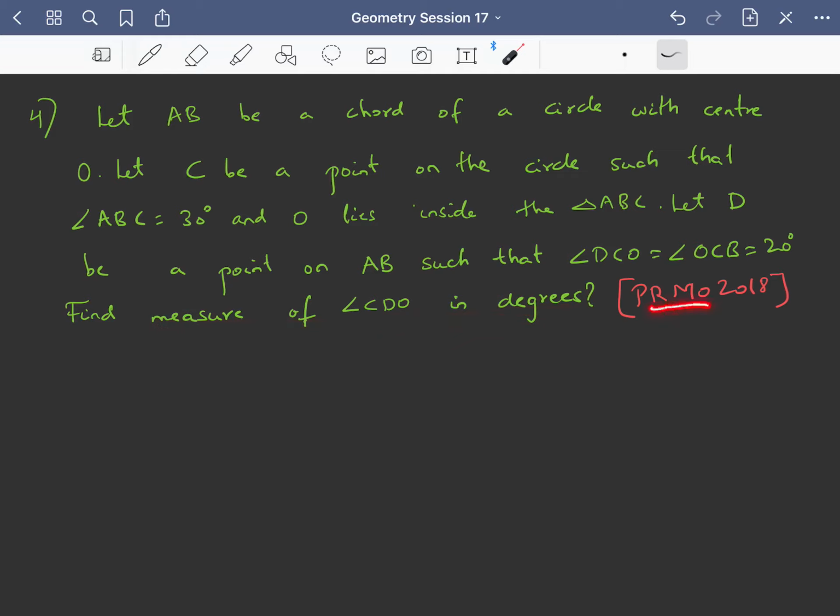So this is also a problem from PRMO 2018. So just pause the video, give this problem a try, and then come back to see the solution. So give this problem a full try.